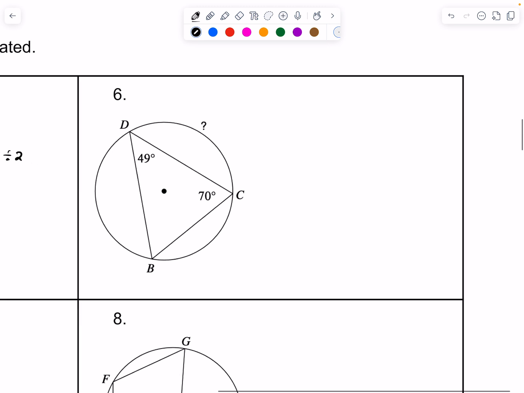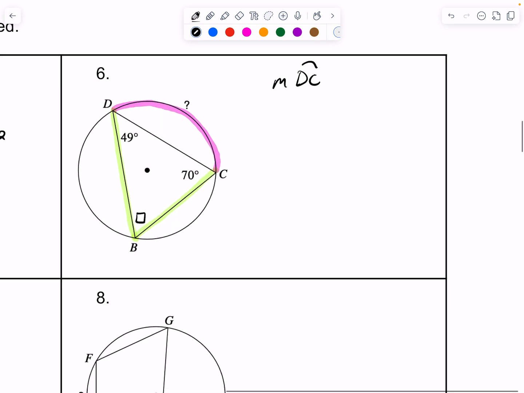Now, this one is asking us to find arc DC. So that's what I'm trying to find, the measure of arc DC. And I notice that we do have an inscribed angle here, DBC. I shouldn't use question marks since I already used it, so I'll use a box. If I can figure out what that box is, then I can double that value to find the measure of the intercepted arc.